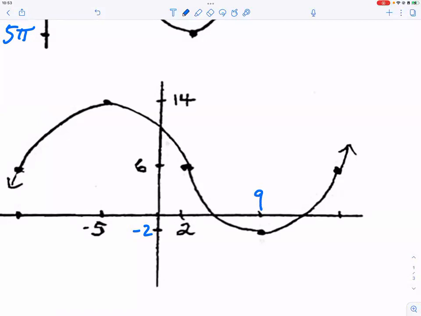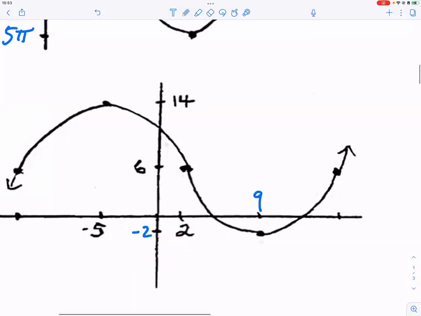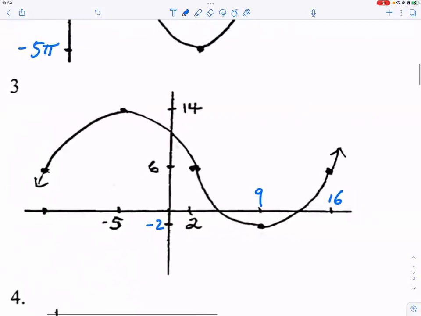Yeah, between -5 and 2, that's 7. So a quarter of the graph, it's 7. So another quarter of the graph, another 7. So 2 plus 7, it's 9. So the last point on the x-axis would be 16. The leftmost unlabeled x value must be -12.